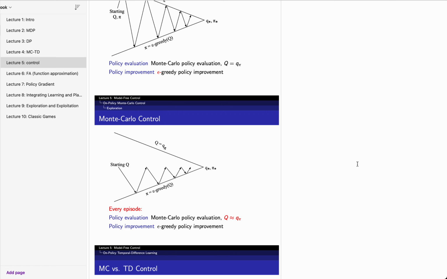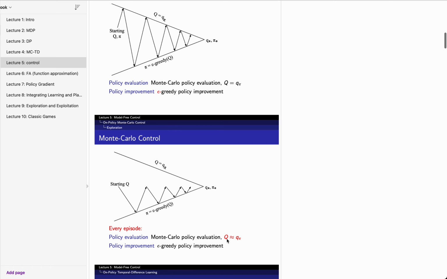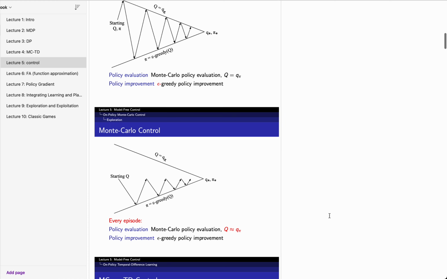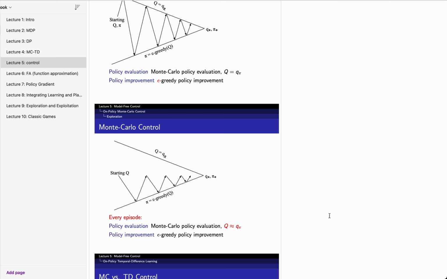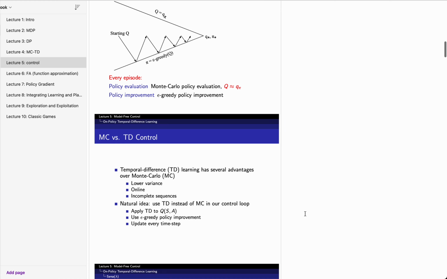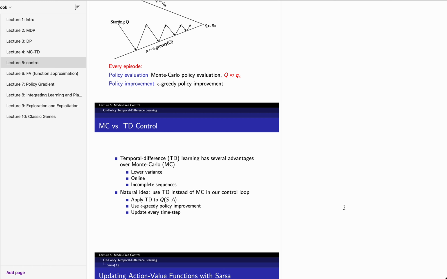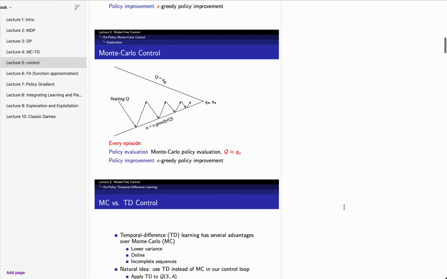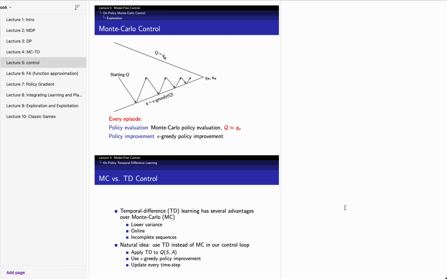So for Monte Carlo control, you're updating the Q function using Monte Carlo sampling, so Q approximates Q pi. And then for policy improvement, you still use epsilon greedy policy improvement. So this is Monte Carlo control. For TD control, you just replace this Q pi with TD learning. You use TD learning to update the Q instead of Monte Carlo.